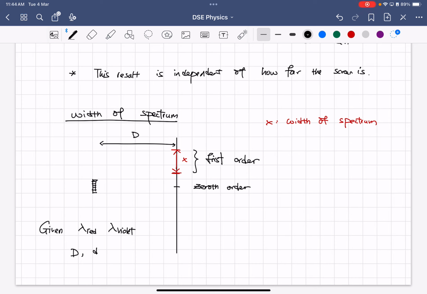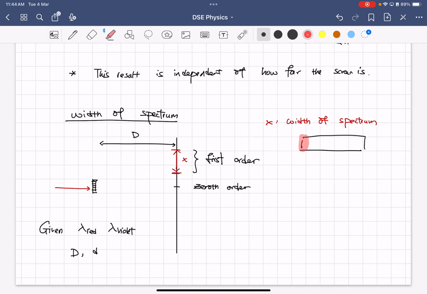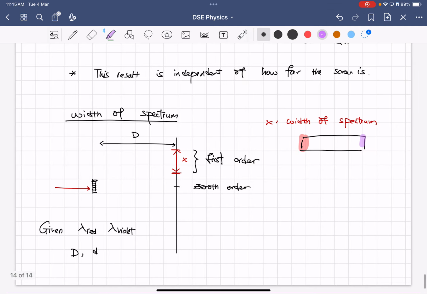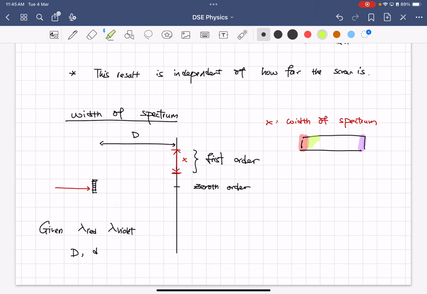Now, how to do this? You need to recall the fact that a spectrum is actually made of many colors. On one side, you should have red here. On the other side, you will have violet. And then you will also have other colors in between. For example, you may have green, yellow. I just draw it out like this.